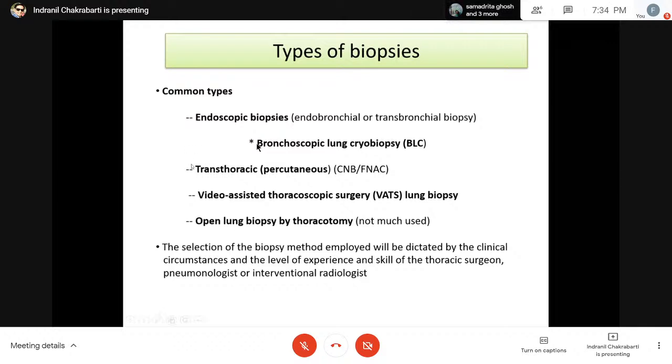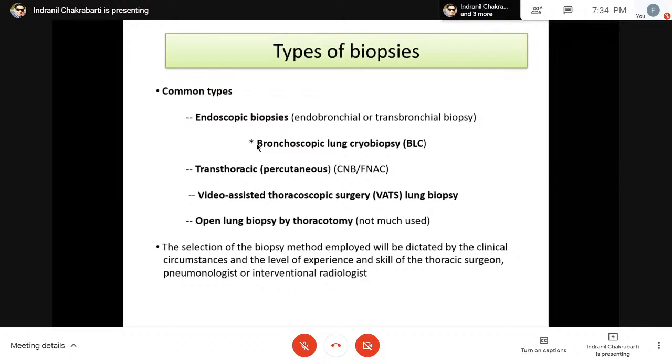So this VATS may not be available in all places because of infrastructural limitations, but there is one novel bronchoscopic technique, that is the BLC, bronchoscopic lung cryobiopsy. This is a very good technique. This involves a bronchoscopic placement of a flexible cryoprobe inside the lung parenchyma, and then the probe is frozen, and the lung tissue that is frozen around the tip is pulled out by a shearing force.